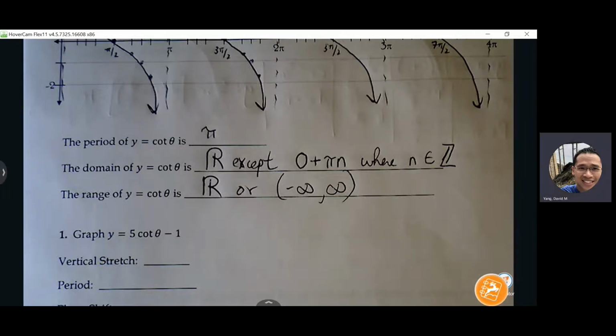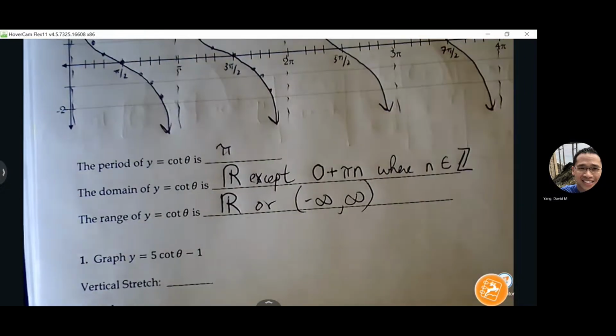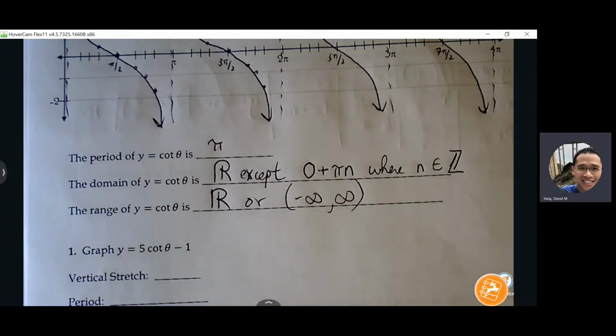Okay. All right, so let's look at number 1. I think there should be enough room. Okay, there should be enough room.